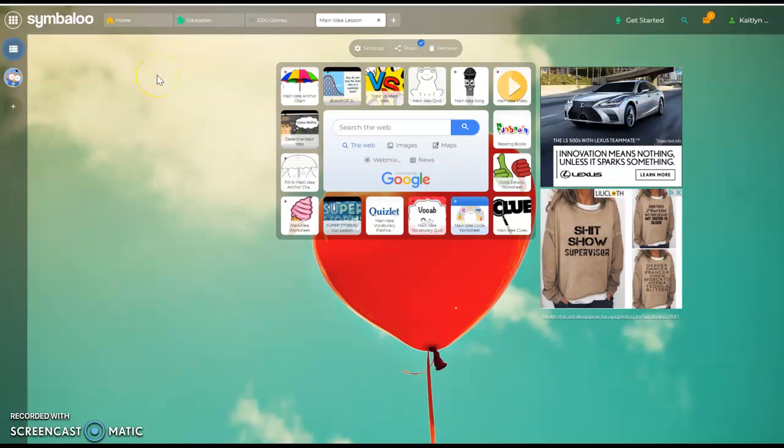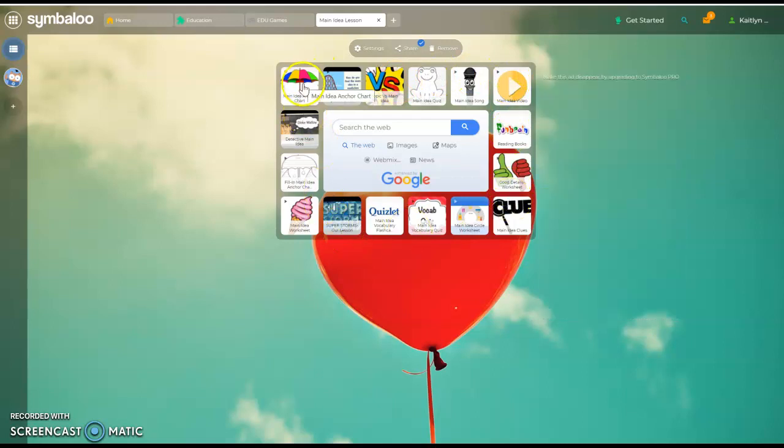Hi, second grade. So today we are going to look at our Symbaloo. Our Symbaloo is going to be over our main idea lesson, and we're just going to click on our little boxes and I will show you each one of them.